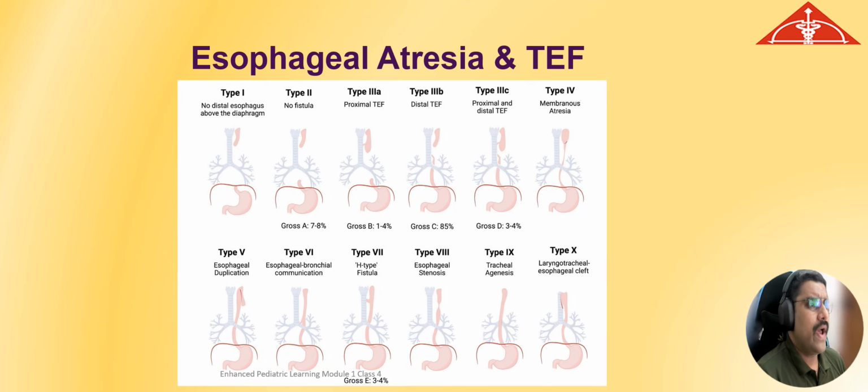We all are aware of the Gross classification. This is the extended Gross classification of 1976, in which Gross A is pure esophageal atresia, Gross B is that of a proximal fistula, Gross C, which is the most common type, has a proximal pouch and distal fistula, Gross D is fistula at both levels, and Gross E is the H-type fistula.